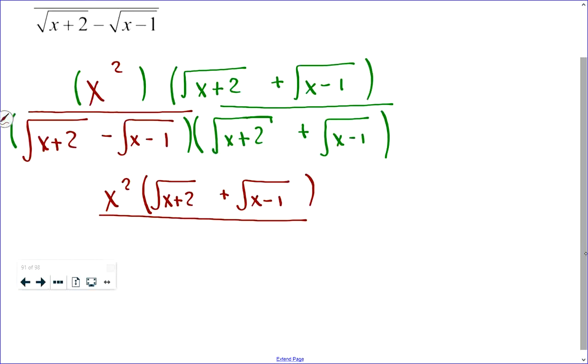Okay. So when I multiply the root x plus 2 times the root x plus 2, I am left with x plus 2. And then I said minus, when I multiply this by this, I'm left with x minus 1. And again, wait for it though.